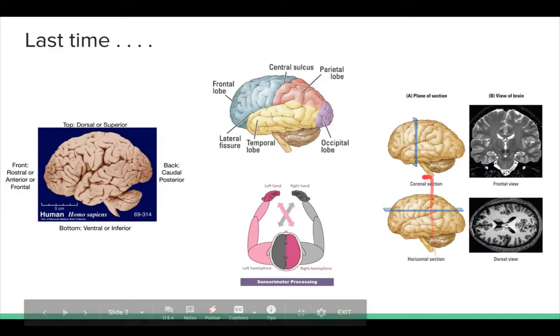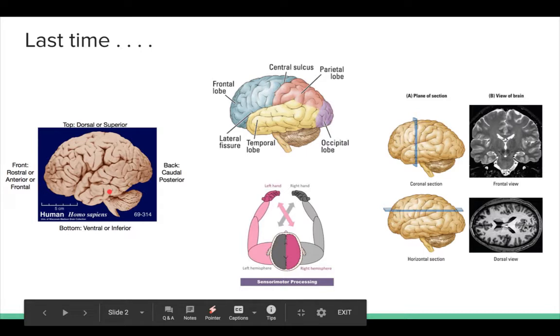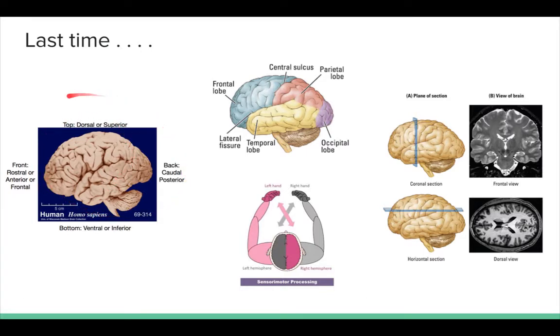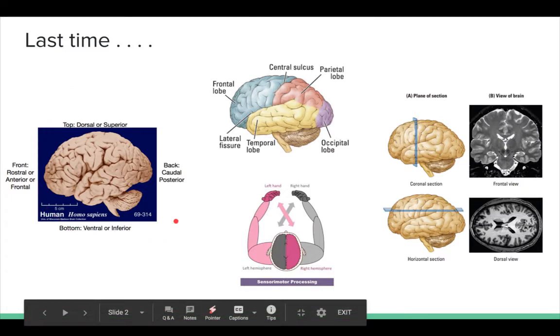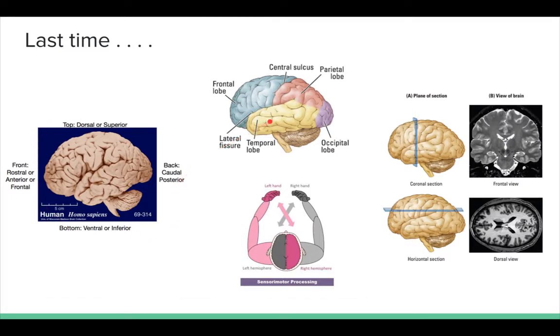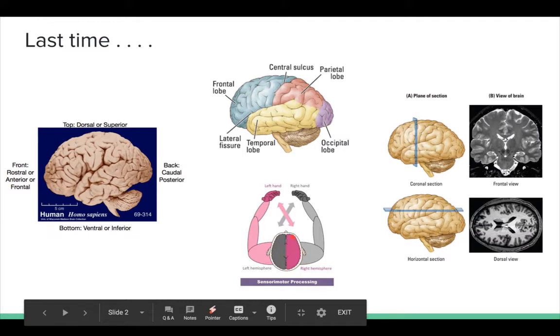Last time we discussed the surface features of the brain. We talked about how to name and how to understand the directions of the brain, looking at it from the outside. We talked about the cerebral cortex, which is the most prominent feature from looking from the outside of an adult human brain. We talked about the four lobes, and we also talked about how the cortex is crossed with respect to the functions that it serves. So, for example, the right side of the brain deals with the left side of the body, and vice versa.